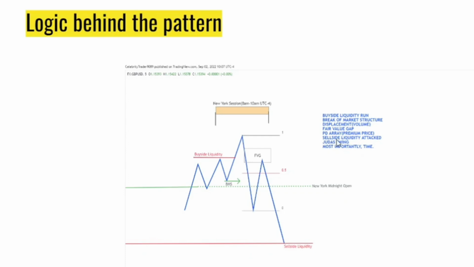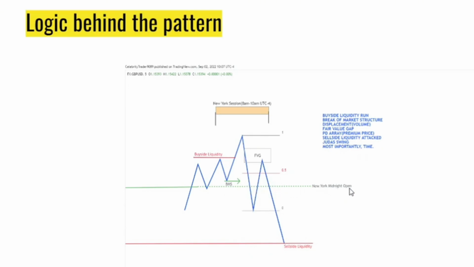Now, sell side liquidity attack. This is what I'm saying. After the buy side liquidity has been attacked, what you expect is the sell side liquidity to be attacked. Now, Judas swing. You might have noticed this line that I marked here. The straight line that I marked, I said New York midnight open.